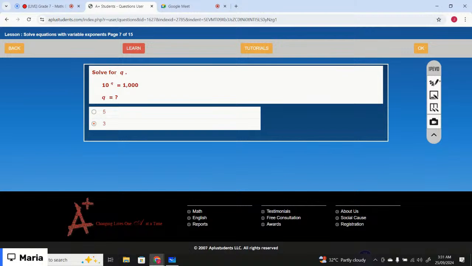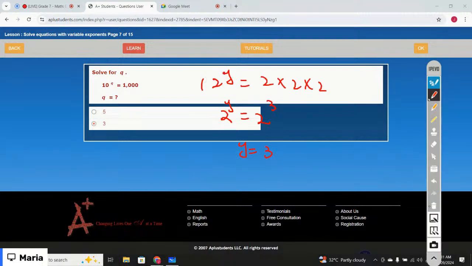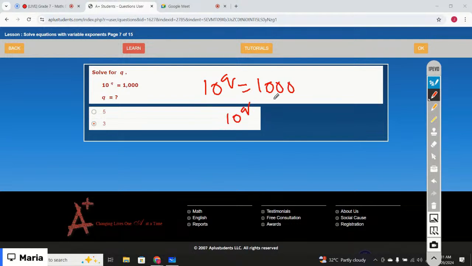Basically you have to do 10 exponent Q equals 1000, right? And you can write 1000 as 10 times 10 times 10. So 10 exponent Q equals 10 exponent 3. So the correct option is Q equals 3. Option number 2 is the correct option.